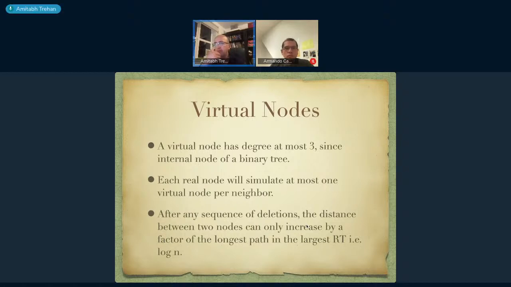All right, and now the distance between two nodes, since we are now maintaining stretch, can only increase by a factor of the longest path in the largest RT. Remember what we are doing? We are merging the reconstruction trees. Potentially that means you could have order n nodes in a reconstruction tree, because you could have brought in many nodes from the neighborhood and brought them together. This could be n by 2, since of course you have lost a few nodes, so it's not exactly n. So you could have potentially order n of them. So the guarantee now becomes log n instead of log d for diameter in the forgiving tree, because that's the maximum distance.